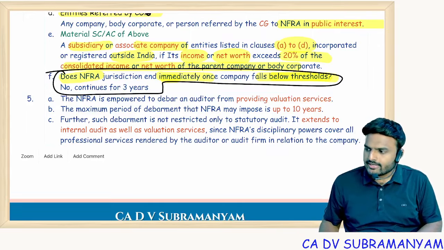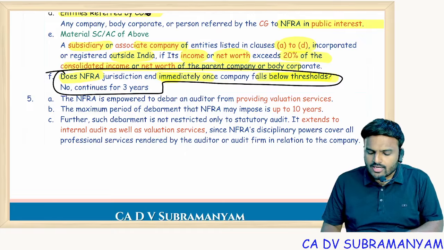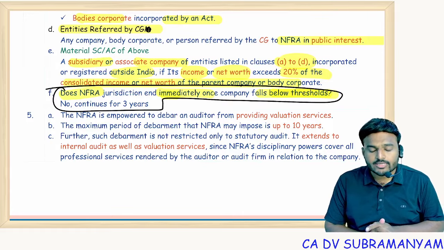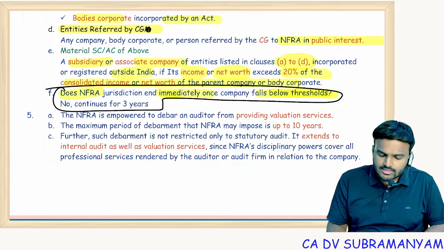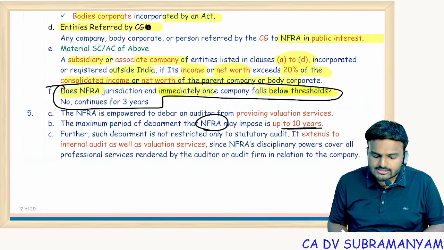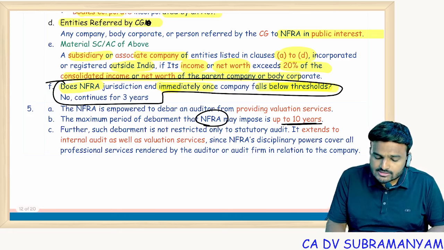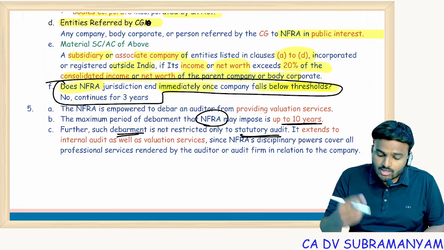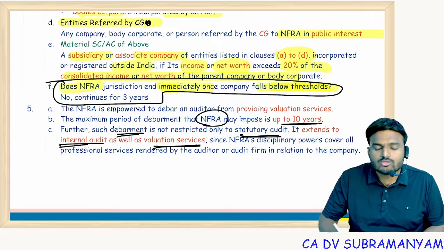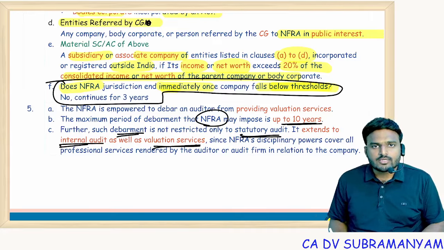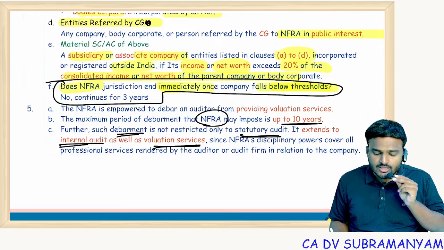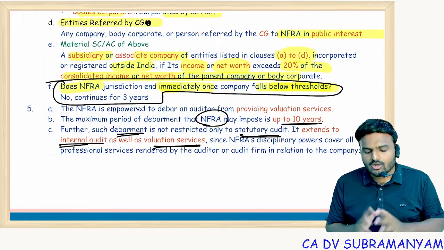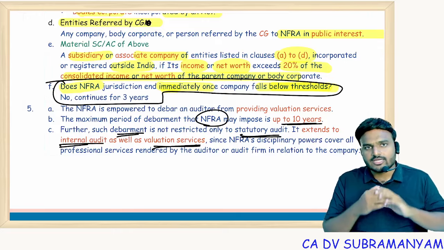Next, NFRA is empowered to debar an auditor from providing valuation services. The maximum period of debarment that NFRA may impose is up to 10 years. NFRA can debar auditors up to how many years? 10 years. Remember students, this debarment is not restricted to statutory audit, but also extends to internal audit as well as valuation services. If you are debarred by NFRA, you can't provide statutory audit services for the next 10 years. Not only statutory audit, but internal audit and valuation services are also disabled.